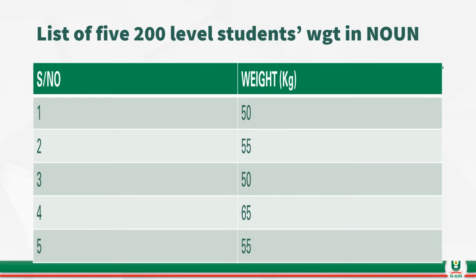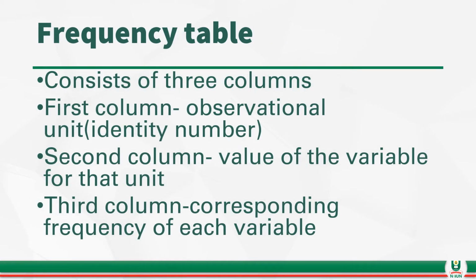So here we are, the serial number 1 to 5 and their corresponding weight in kilogram. The first student at 200 level measured 50 kg, the second person 500, third person 50 kg, fourth person 65, and the fifth person 55 kg. So from list, you can see the example of what a list is. Two columns. Now we'll go to frequency table.